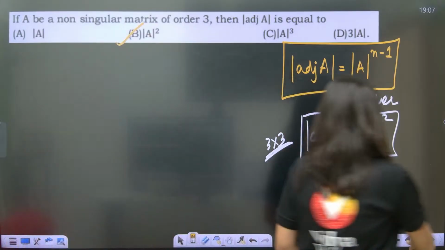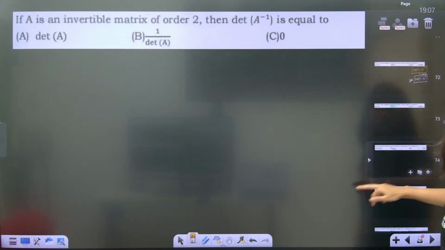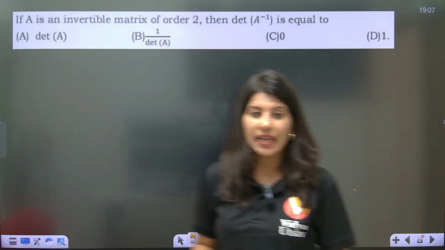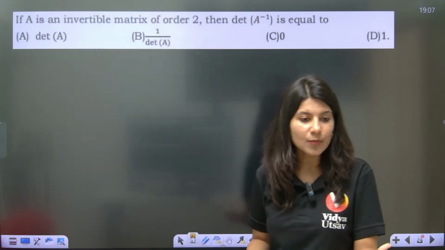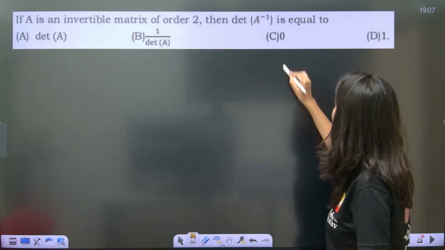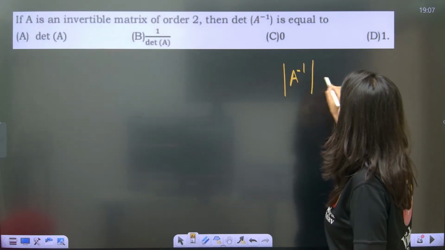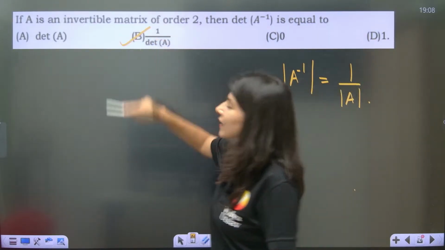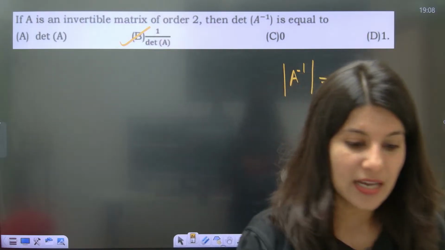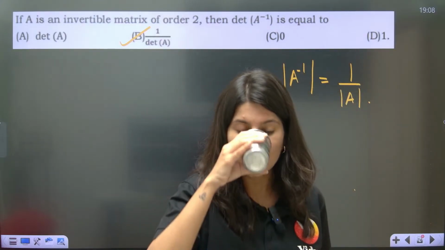Okay, all right. Another question on your screen. A is an invertible matrix of order 2. Again, another direct property. There is no explanation to it. Determinant of A inverse is nothing but 1 upon determinant A. Just keep that in mind. Option B is absolutely right. Again, very important property.